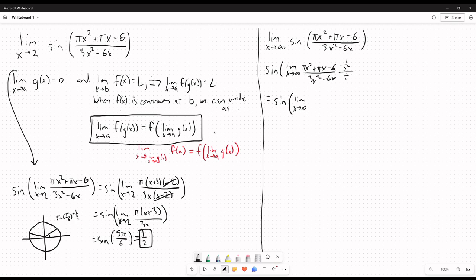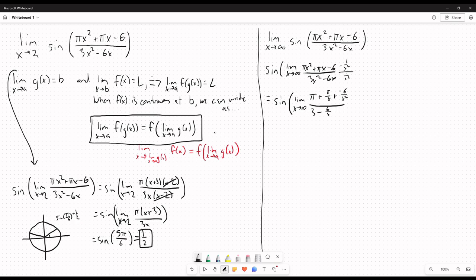What I did is I looked at the highest power of each, that's the degree of each polynomial, and then I'm going to pick the smallest one of those, and I'm going to divide by that on both the numerator and denominator. So in this case, they both had a degree of 2. Highest power was x squared, so I'm going to multiply by 1 over x squared. So that's going to be the limit of (pi plus pi over x plus negative 6 over x squared) over (3 minus 6 over x).